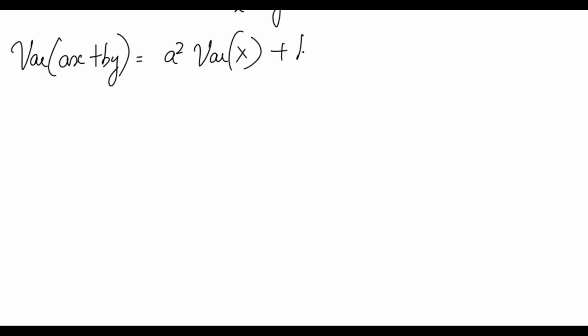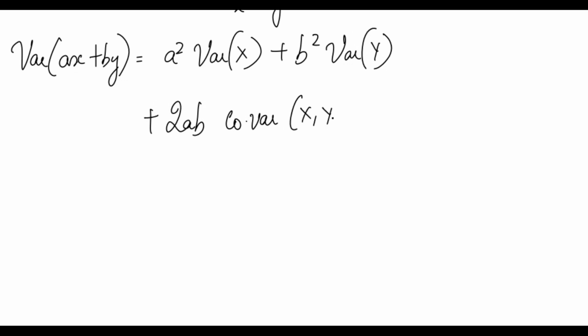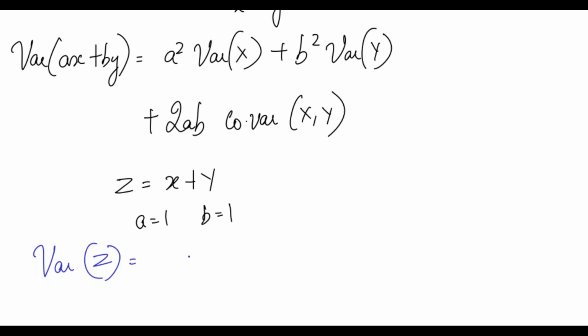Next we have a formula: variance of ax plus by is equal to a square variance of x plus b square variance of y plus 2ab covariance of x comma y. Since they have given z equal to x plus y, the coefficient of x is 1 and the coefficient of y is 1. Let us rewrite this. Variance of z is equal to variance of x plus y. Consider this as ax plus by, so a is equal to 1, b is equal to 1. Just apply that formula.